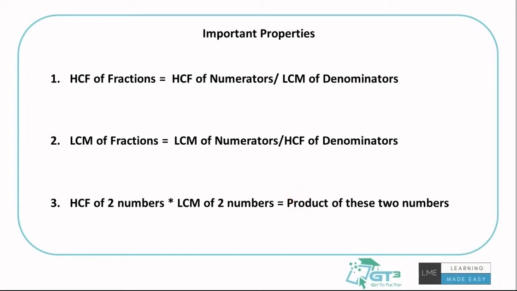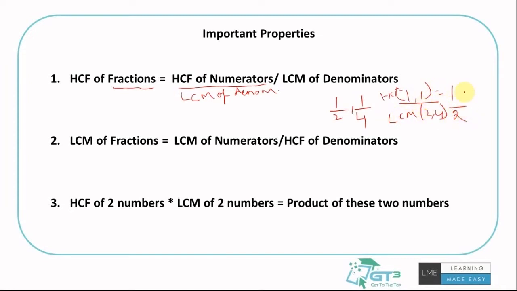Right? So a couple of other properties would help us solve a few problems. If you are trying to find the HCF of fractions, that's basically HCF of numerators by LCM of denominators, right? Let's say I'm trying to find the HCF for 1 by 2 and 1 by 4. The HCF of numerators 1 comma 1 is 1 itself, and the LCM of 2 comma 4 is 4, so that's why it's 1 by 4. So 1 by 2 comma 1 by 4, the HCF is this.